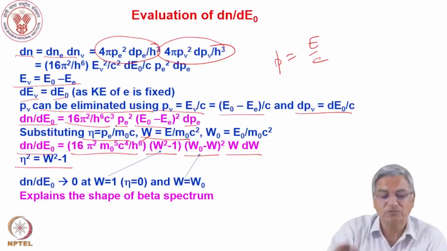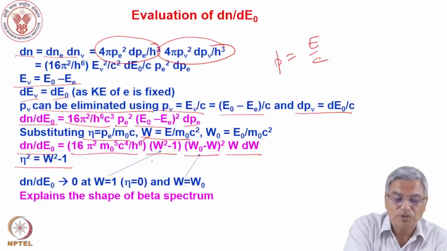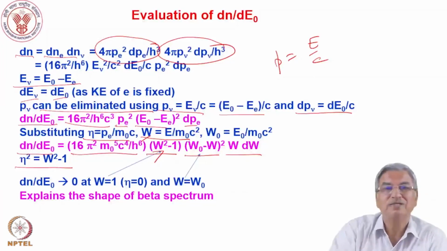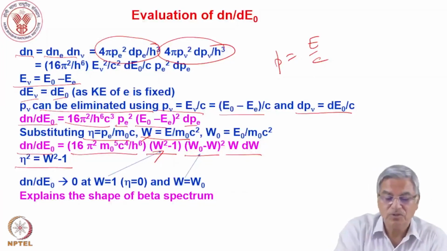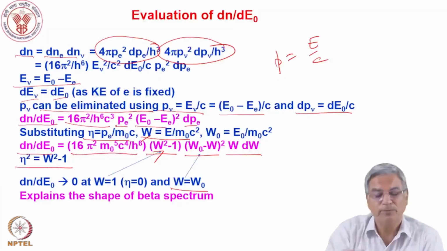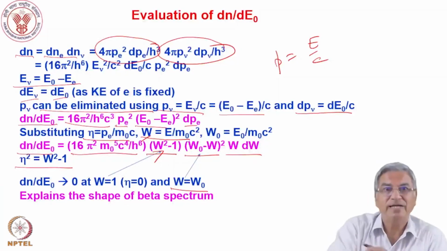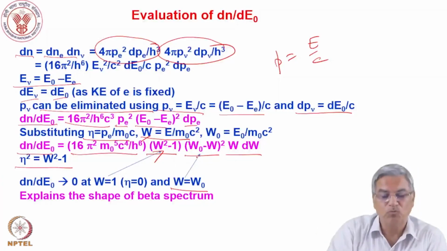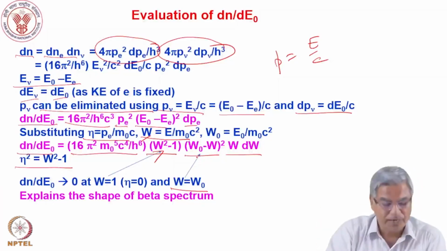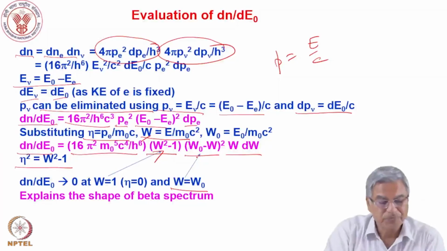Actually, the density term just explains the shape of the beta spectrum. When W becomes 1, that means eta equal to 0, which corresponds to zero momentum of the electron. When W becomes W0, then this term becomes 0. So at both ends, the zero energy end, W equal to 1, and the highest energy end, W equal to W0, the spectrum goes to zero. So the bell-shaped spectrum of beta can be explained by this Fermi decay theory.